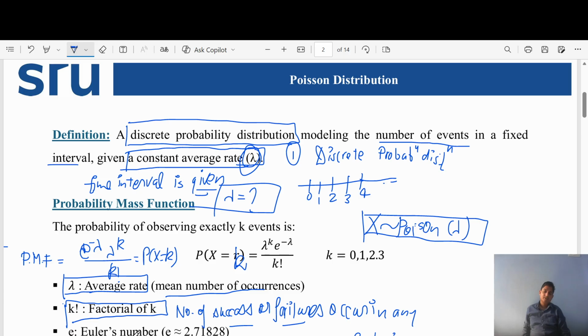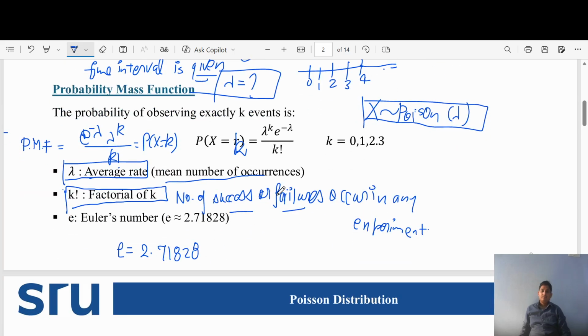Euler's number is approximately 2.71828. So if we read a question where an event happens in a specific time interval and time duration, and the average number of occurrences of the event is given, you just apply the Poisson distribution. In the question, lambda is mentioned, the time duration is mentioned, and they will ask how many successes or failures occur in a particular time interval. So we apply this Poisson distribution.